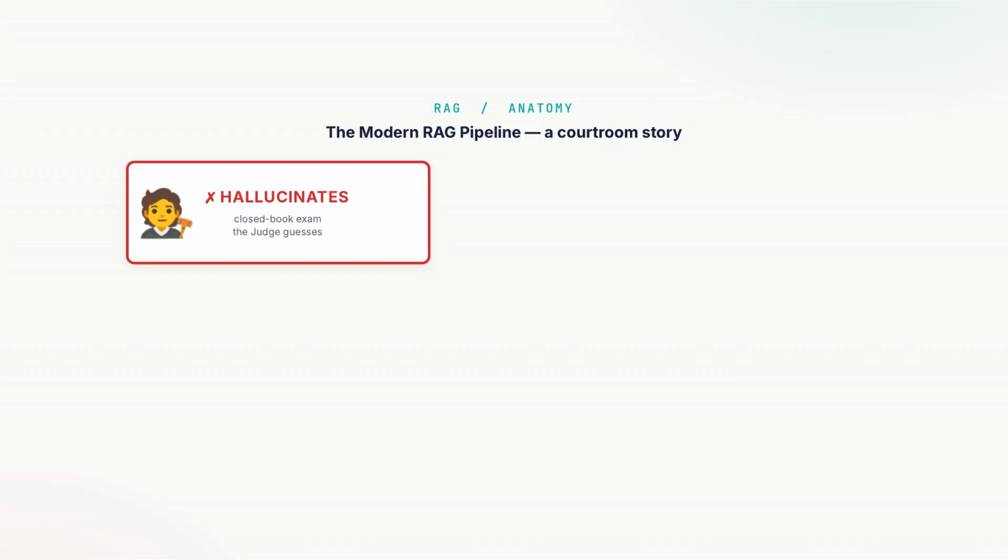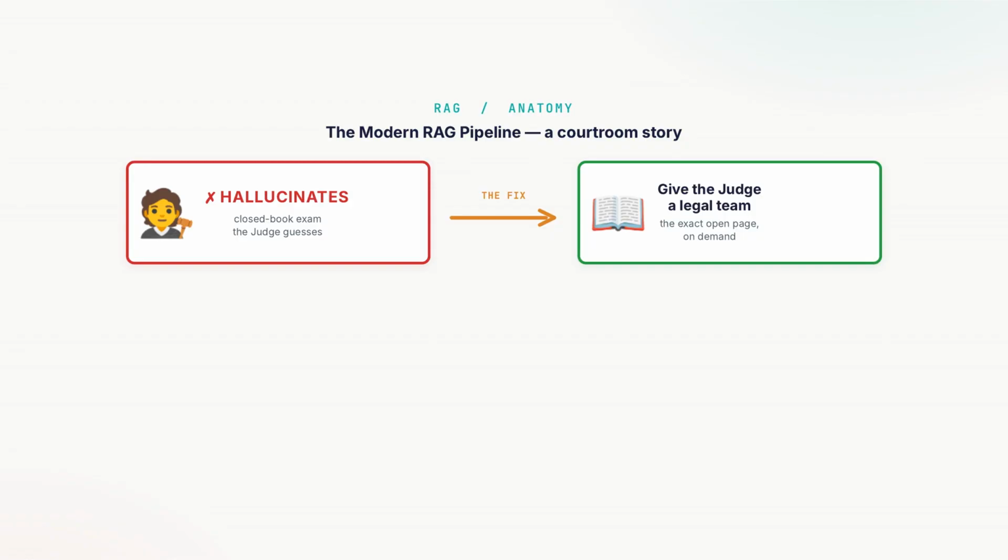You probably think the answer is a bigger, smarter model. It isn't. The fix is giving the judge a legal team, clerks who gather the evidence, a locker that keeps it searchable, and an attorney who hands up the exact open page the judge needs, right when the case demands it. That's RAG. Meet the team.